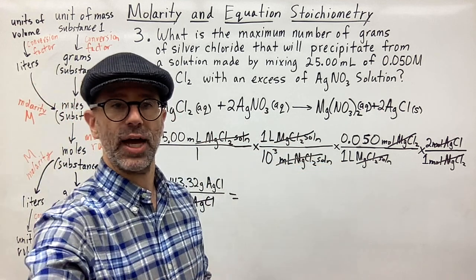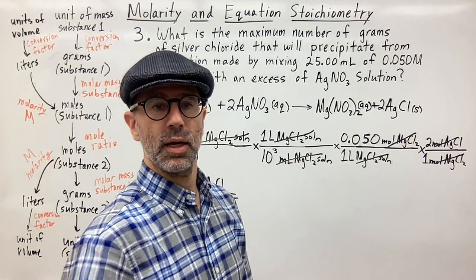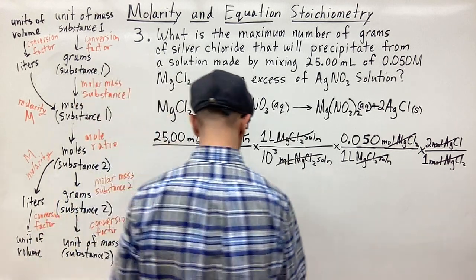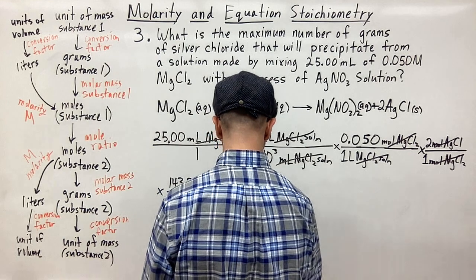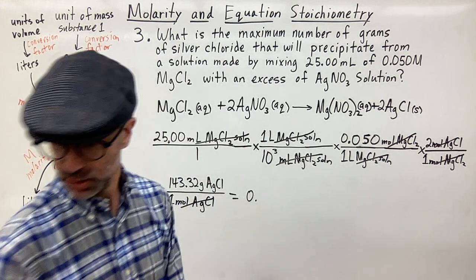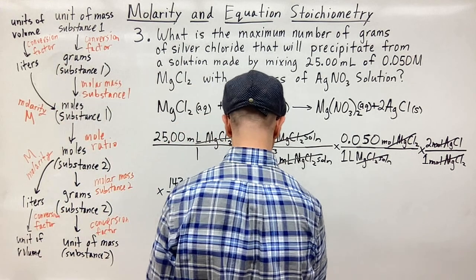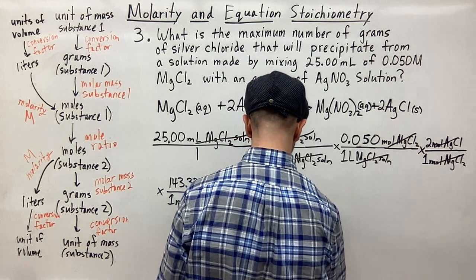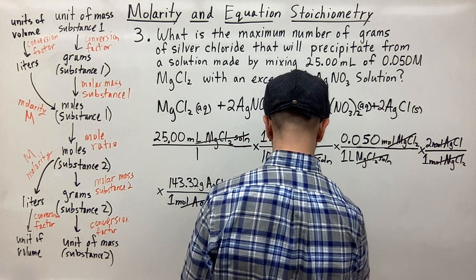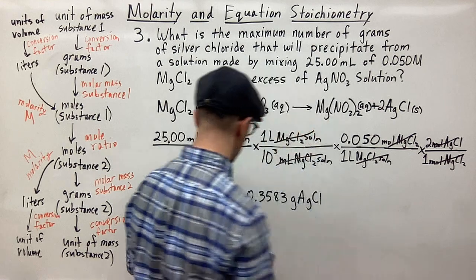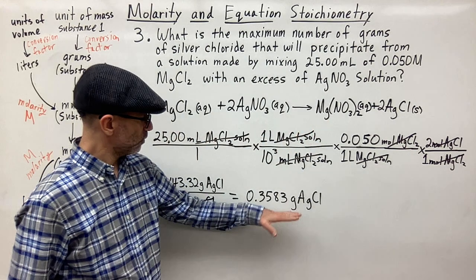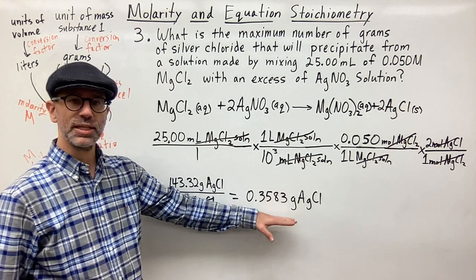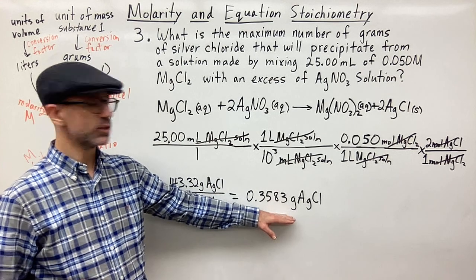So when I do that, I get 0.3583 grams of the silver chloride. Now, this is the amount of silver chloride that will be precipitated from this reaction.